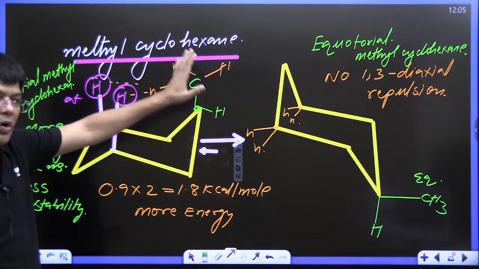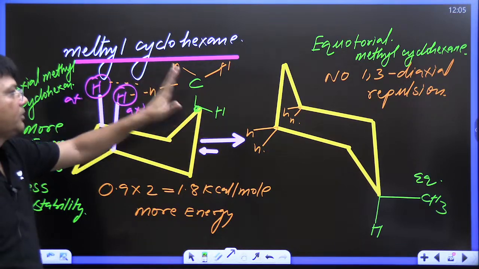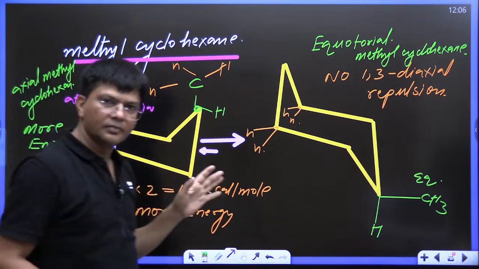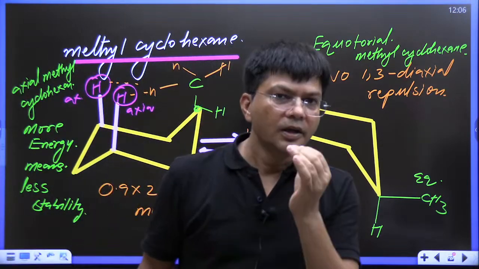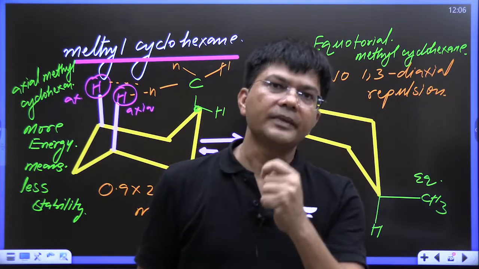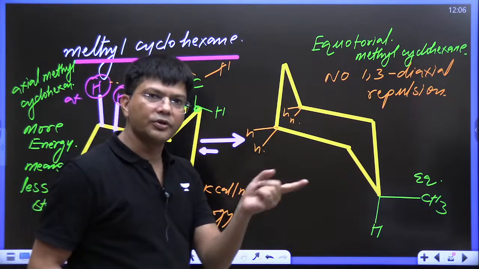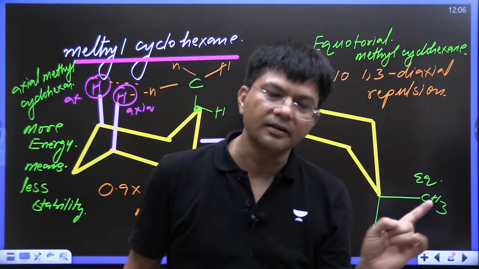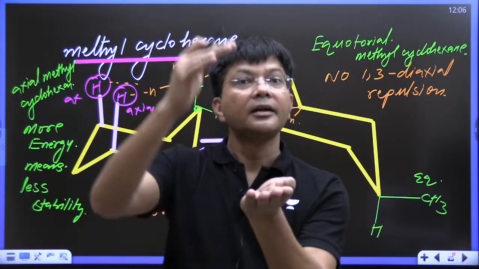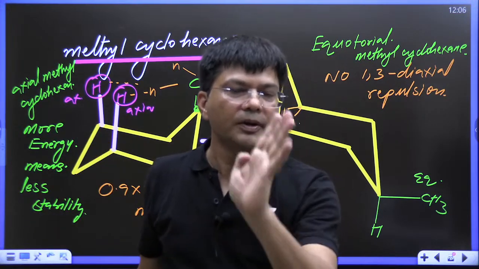If you're not able to understand anything, just remember that equatorial methyl cyclohexane is more stable than the axial one. In the examination, do remember, if any R group is on equatorial, that is going to give more stability. Equatorial is going to be more stable than axial. Axial is less stable, equatorial will be more stable.